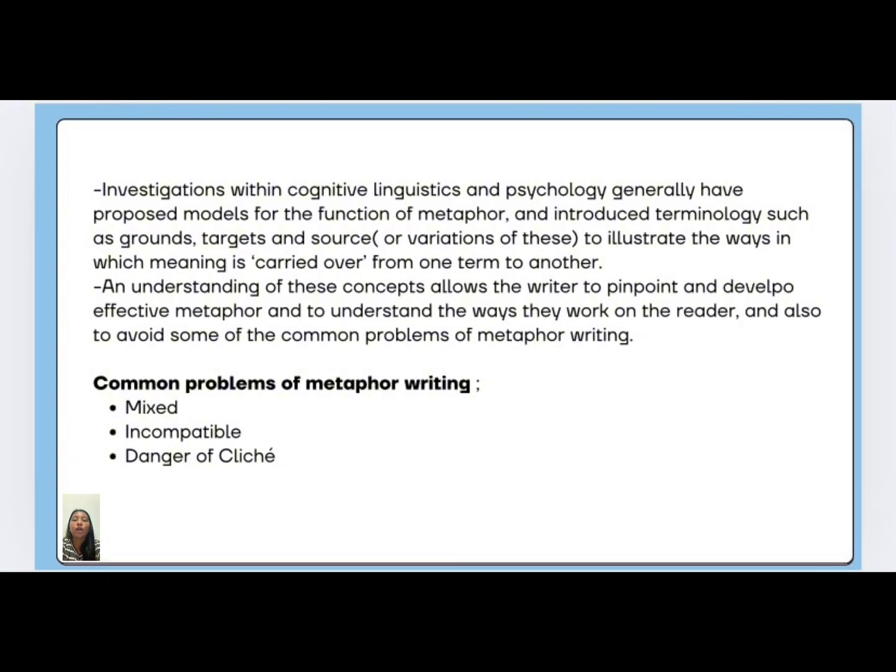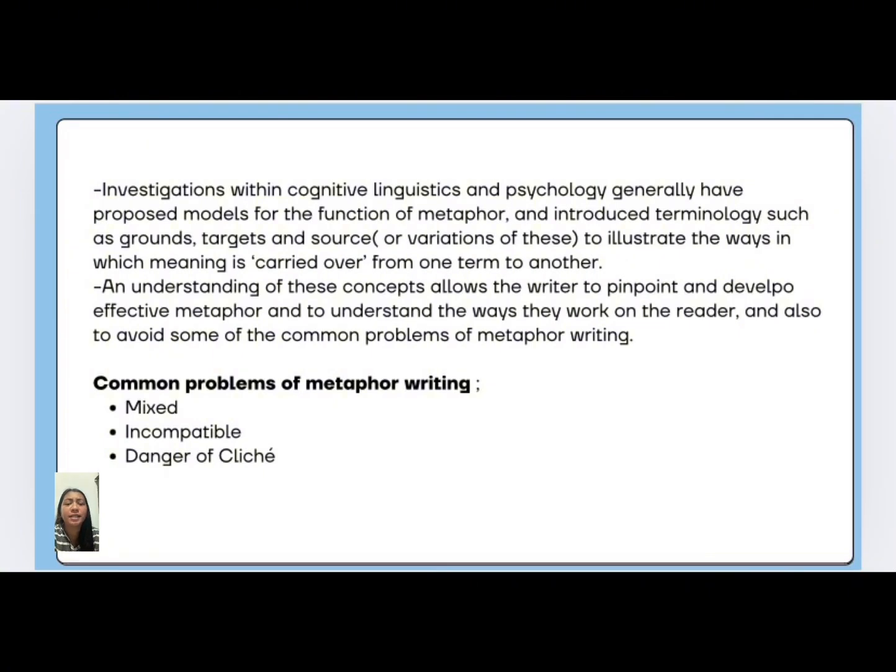of metaphor writing. In metaphor writing, there are several common problems that can arise, which can undermine the clarity, effectiveness, and originality of the metaphor. These include, the first one, mixed metaphors. The second one is incompatible metaphors. The third one is the danger of clichés.